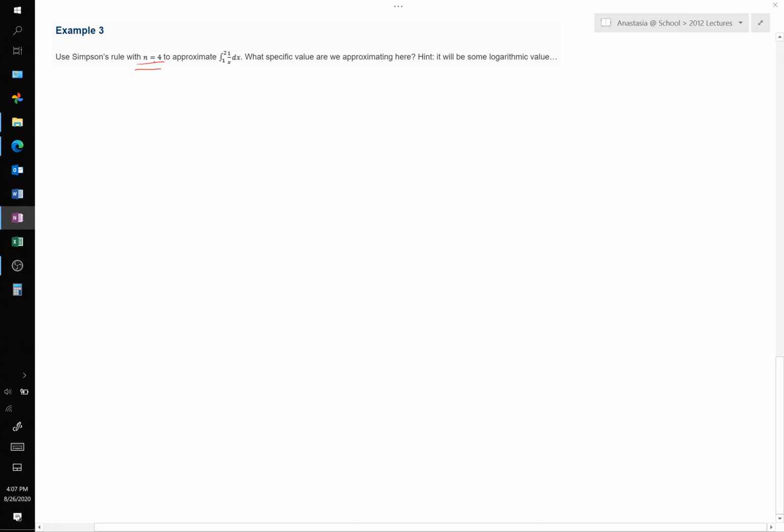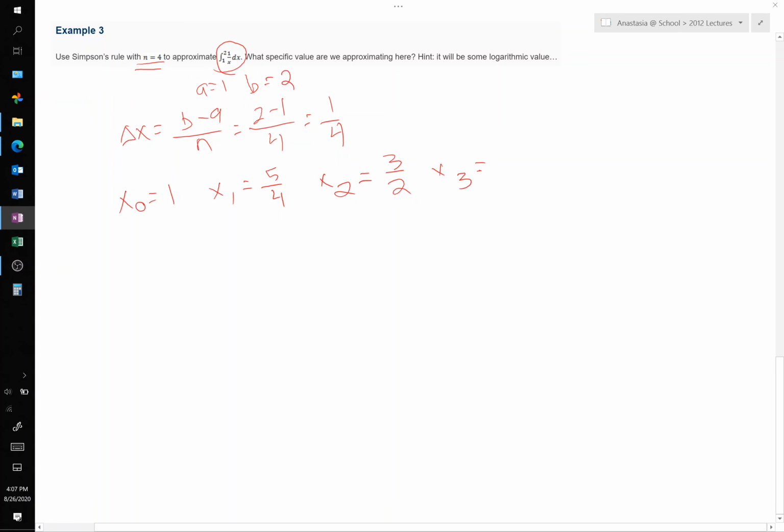So if we have n equals 4 and we're talking about the integral from 1 to 2, this means that a equals 1 and b equals 2. So then delta x is b minus a over n, which is 2 minus 1 over 4, or 1/4. So then x sub 0 is going to be 1, x1 is going to be 5/4, x2 is going to be 6/4 or 3/2, x3 is 7/4, and x4 is 2.